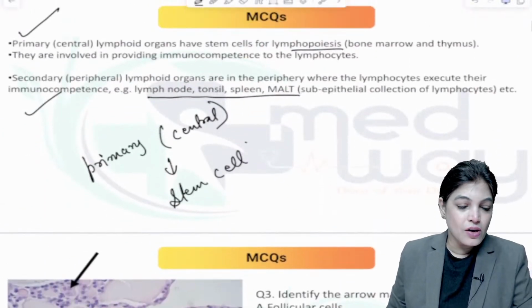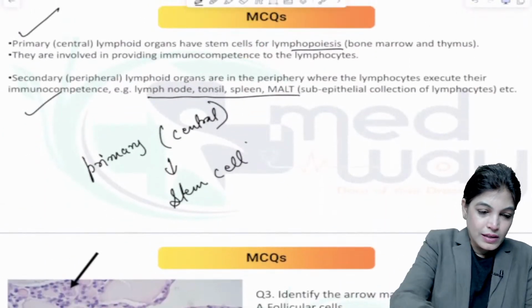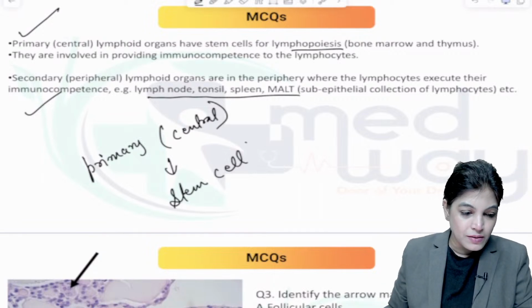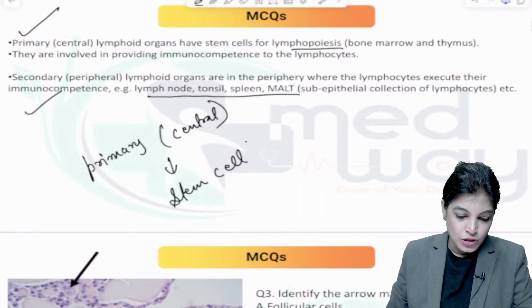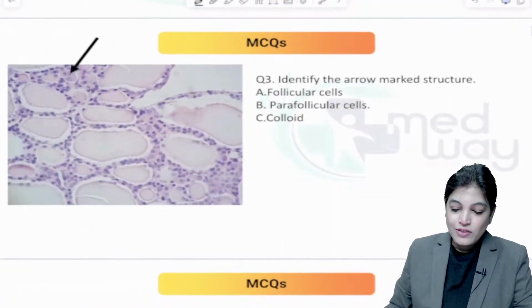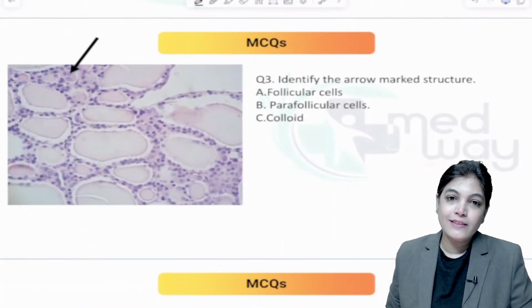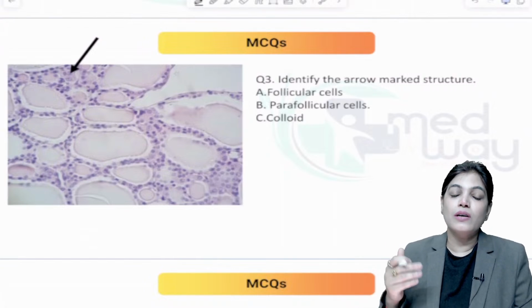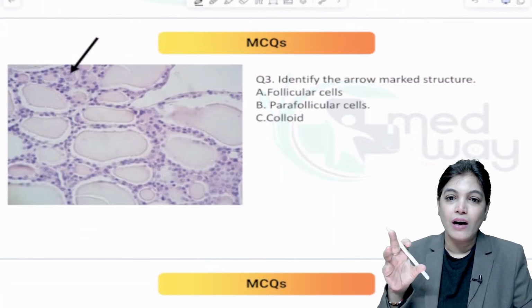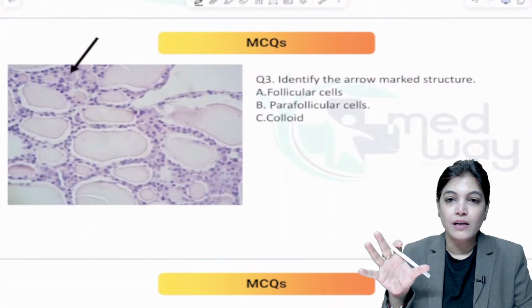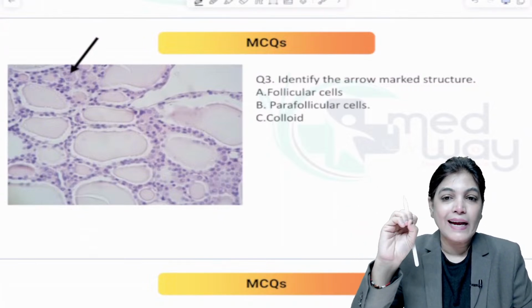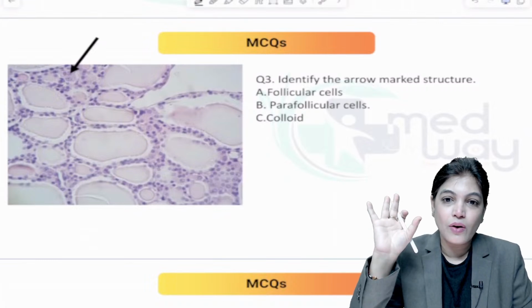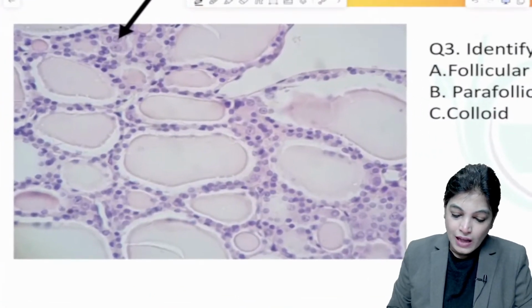So done with this. Let's move on to the next question, which has been asked in the examination. Actually it was an image based question. The students told there was a slide of lymphoid, not given, it was a direct question, but a slide of thyroid was given.